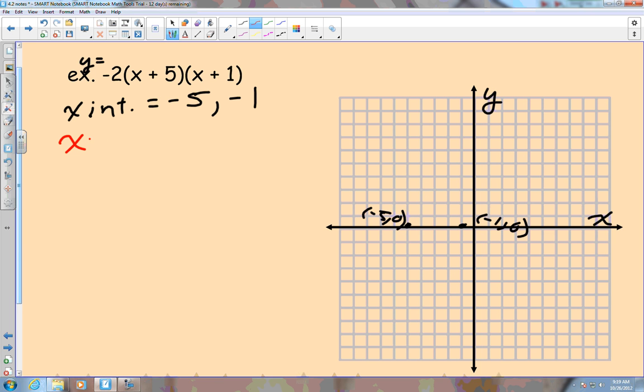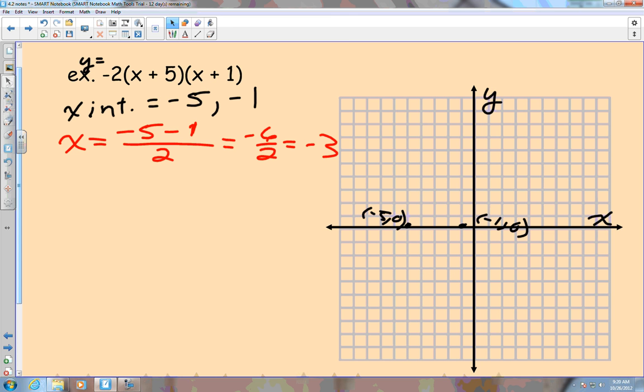You say x equals. Now when we're finding halfway between these 2 points, what we're doing is we're finding the average of those 2 points. Remember how to find an average? Add them together and divide by 2. So I have negative 5 plus negative 1, or negative 5 minus 1, divided by 2. Negative 6 over 2, which gives me negative 3, which is what we got counting, right? Same thing, different ways to do it.